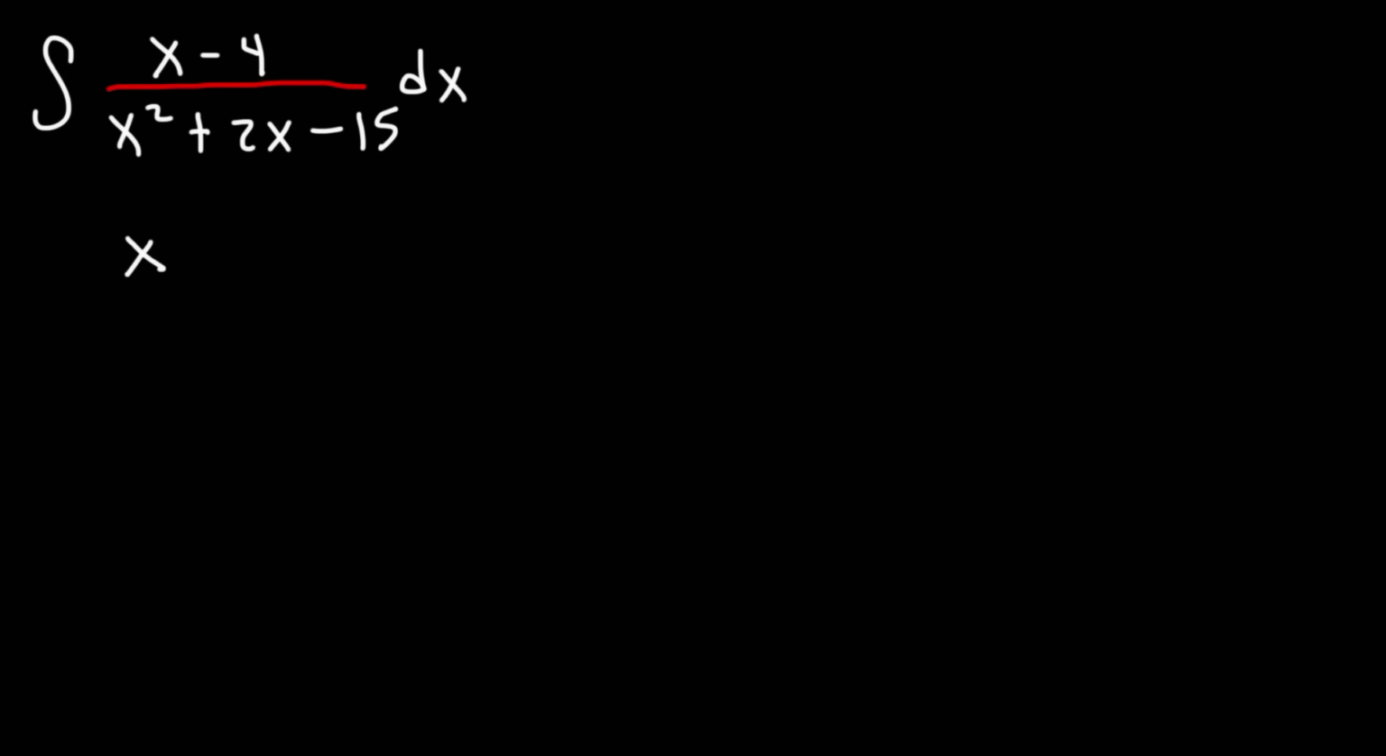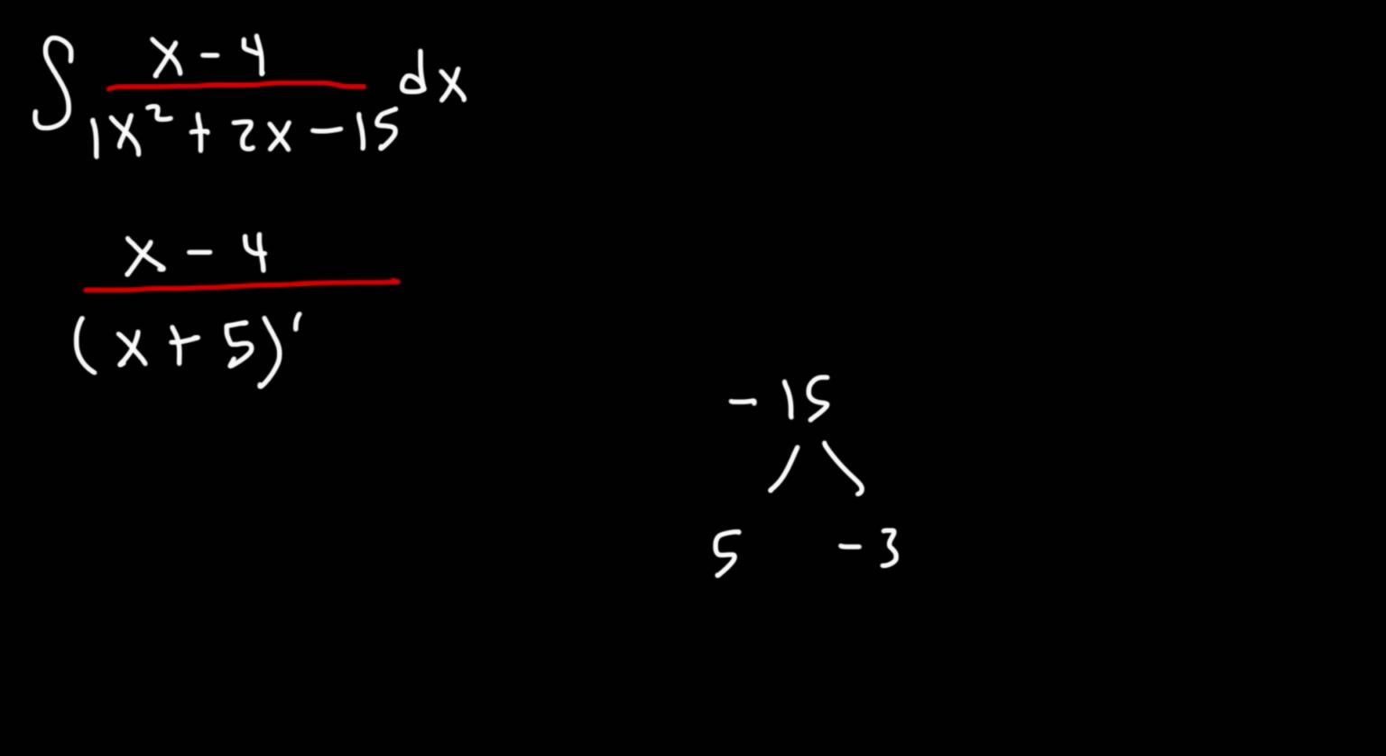The first thing we need to do is factor this expression completely, particularly the denominator. What we have is a trinomial where the leading coefficient is 1. So we need to find two numbers that multiply to the constant negative 15, but add to the middle coefficient 2. This is going to be positive 5 and negative 3. 5 plus negative 3 adds up to 2, but multiplies to negative 15. So to factor this expression, it's going to be x plus 5 times x minus 3. So here we have two distinct linear factors.